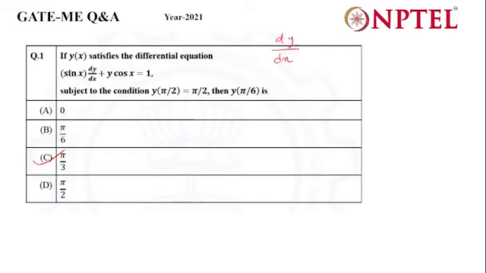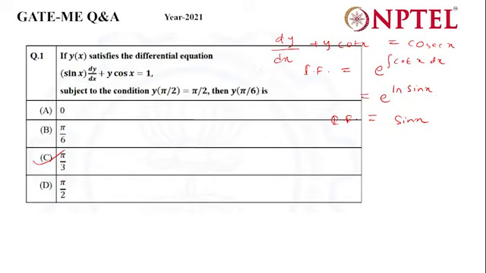dy by dx, if you'll divide by sine x, it will be y cot x is equals to cosec x. Then how to solve such kind of equation? Firstly, you have to find integrating factor. Your integrating factor will be e to the power integration of cot x dx. Integration of cot x is ln sine x. Then your integrating factor will be sine x.